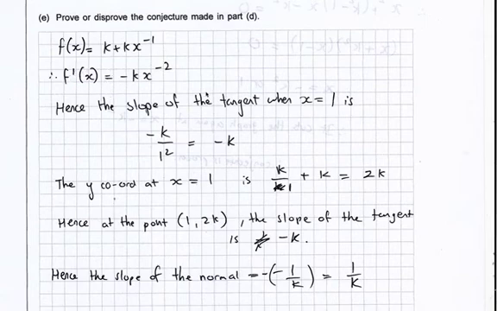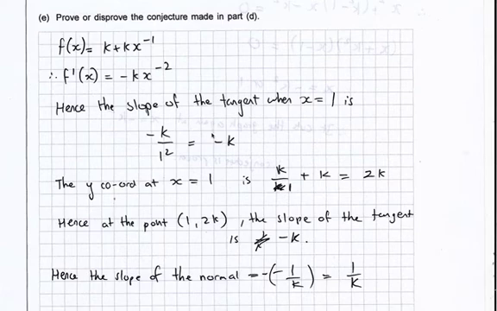And we know that x equals 1, so we put in 1 there, so it's going to be -k on 1 squared, which is the same as -k, because 1 squared's obviously 1. Okay, so the y-coordinate at x equals 1, we put in a 1 there, right? Because we're looking at the y-coordinate when x equals 1, so we're looking at the original function f of x, and that's going to be k divided by 1 plus k, which is going to be 2k, because k divided by 1 is just k.